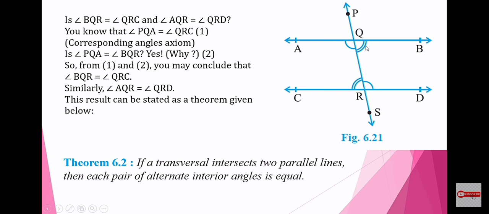This result can be stated as a theorem given below. Theorem 6.2 states that if a transversal intersects two parallel lines, then each pair of alternate interior angles is equal. Okay, so you can write that alternate interior angles are always equal from this theorem 6.2.